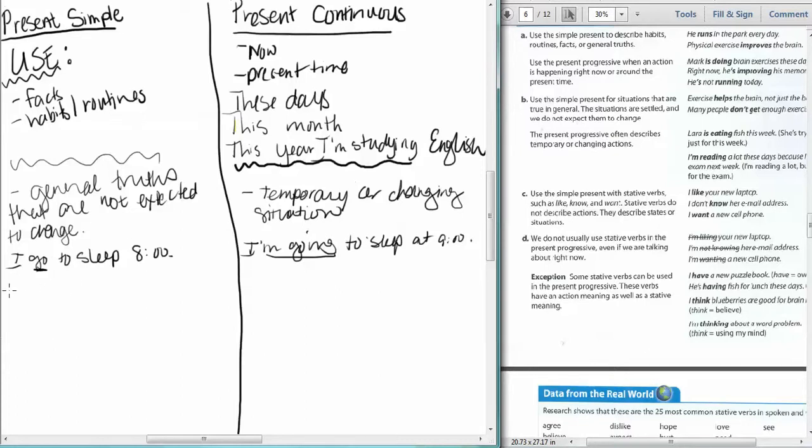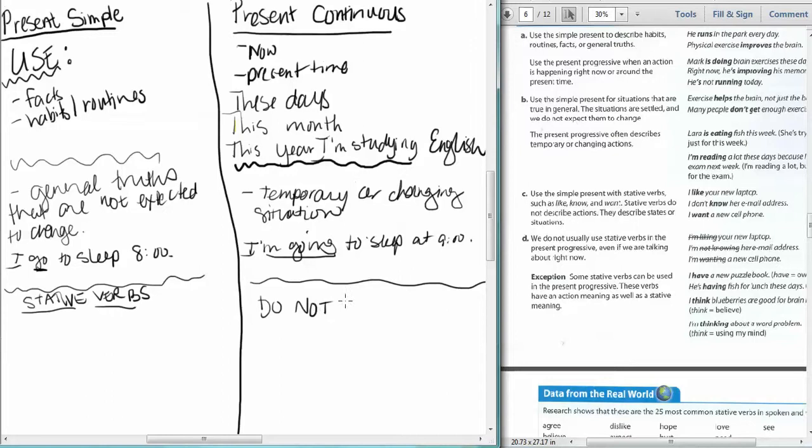All right, so the other piece to this, and it's a big one, these things called stative verbs. Stative verbs are always in the present simple. Right? So a stative verb. Do not use stative verbs in the present continuous.